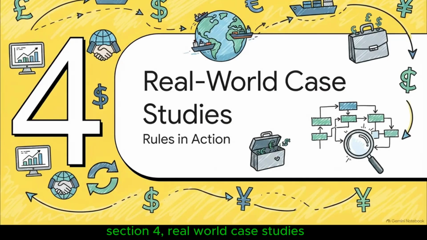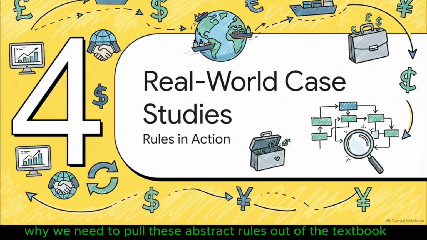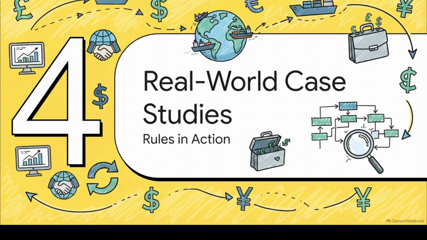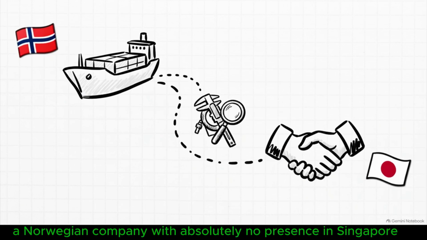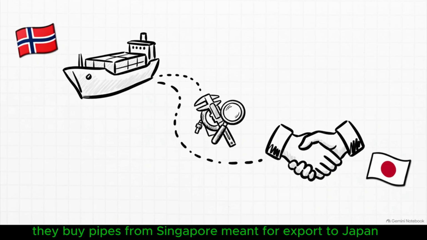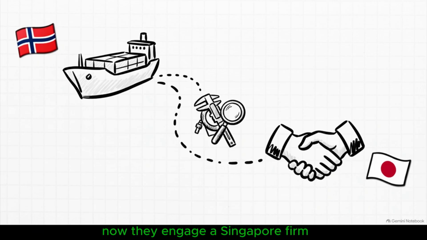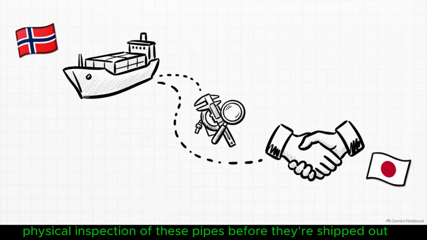Section 4. Real-world case studies. And this brilliantly illustrates why we need to pull these abstract rules out of the textbook and see how they apply in the wild. Let's look at our first scenario. We have Prime Pipes, a Norwegian company with absolutely no presence in Singapore. They buy pipes from Singapore meant for export to Japan. Now they engage a Singapore firm, Checkforce, to perform an independent physical inspection of these pipes before they're shipped out.